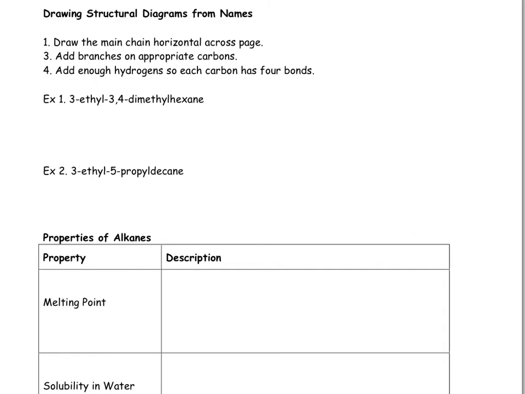Now, the names of organic compounds are so complicated because they describe the structures. You can take a name and go backwards and draw the structural diagram. So here are the steps. Draw the main chain horizontally across the page. It makes it easier than drawing it kinked. Step number 2, add branches on the appropriate carbons. In step number 3, add enough hydrogen so each carbon has 4 bonds.